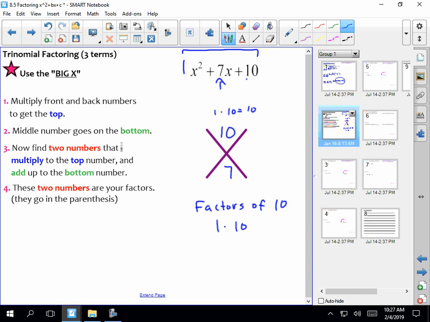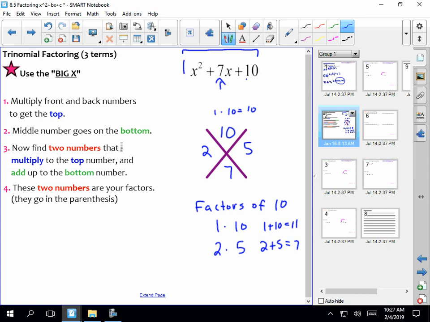So 1 times 10 equals 10, or 2 times 5 equals 10. Those are the only possible factors of the number 10. Now 1 times 10, although they multiply to equal 10, add up to equal 11. So that's not going to work for this big X. But the 2 times 5 do add up to equal 7. And so it's the 2 and the 5 that multiply to equal the top number and add up to equal the bottom number. And it says these two numbers are your factors. In this case, we are done. We've found the 2 and the 5, or pretty much.